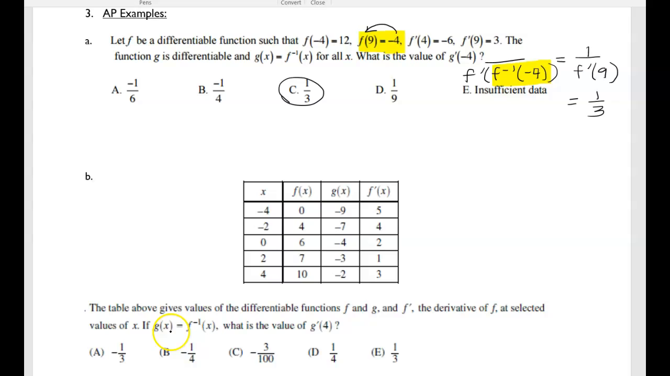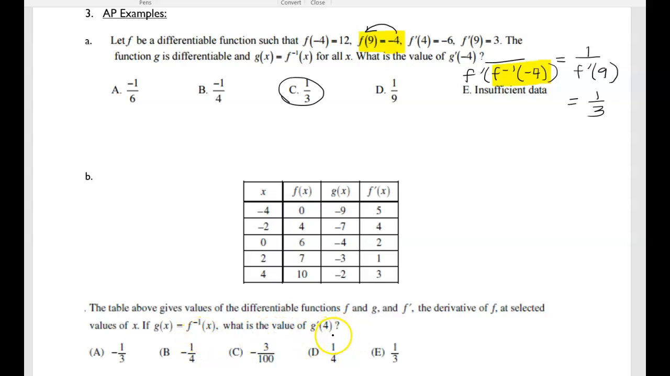Okay, part B. We have differentiable functions f and g. And it tells me g is equal to f inverse. What is the value of g prime of 4? They'll often do this. They'll call it g instead of f inverse, and that's just to avoid that weird notation with like an inverse and a prime.